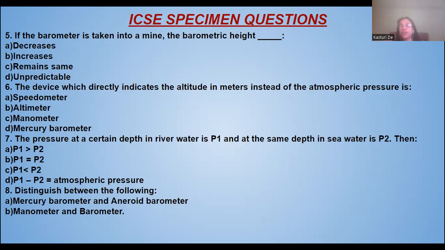Okay. The pressure at a certain depth in the river water is P1. Inside the river water, it's P1. And at the same depth in the sea water, it's P2. The depth is the same, but one is in the river water, another is in the sea water. Then what happens? We know that sea water is denser than river water. So what will the pressure be?